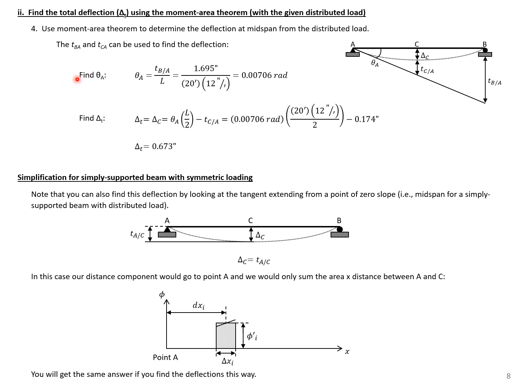Using these values, we can then find our theta A, which is our t sub B over A divided by L, which will give us a rotation here of 0.00706 radians. And then we can find our total deflection just using the equation from a couple slides ago, our rotation times L over 2 minus t sub C over A, which gives us our deflection of 0.673 inches. So this is our final answer for this problem.